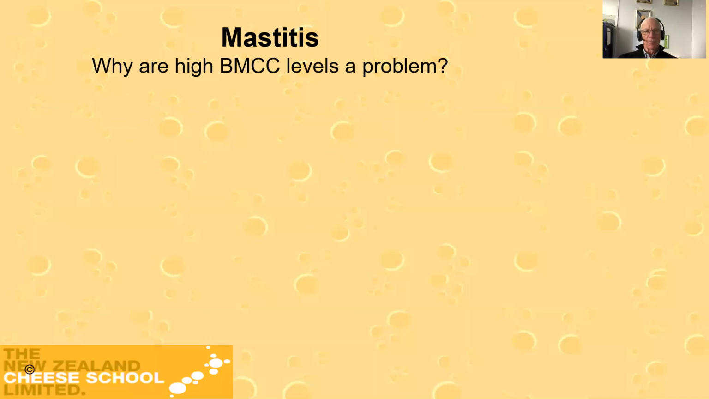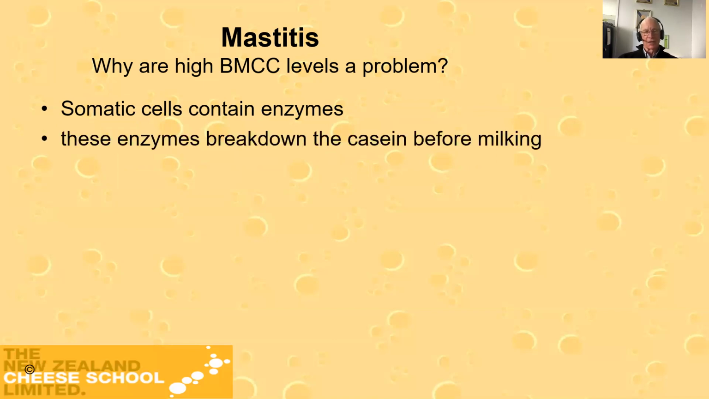So why is it a problem? Well, the somatic cells contain enzymes. The enzymes are proteolytic in nature, and that means that they break down the protein, specifically the casein. And this happens in the udder prior to milking. So the casein is responsible for cheese yield, and if you're breaking down the casein, then you're reducing the amount of casein to be able to be made into cheese.